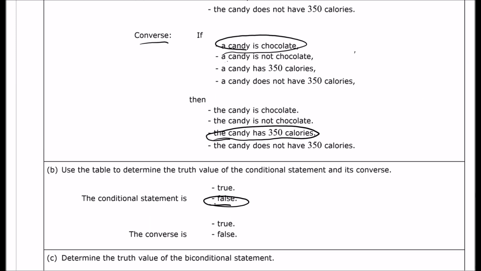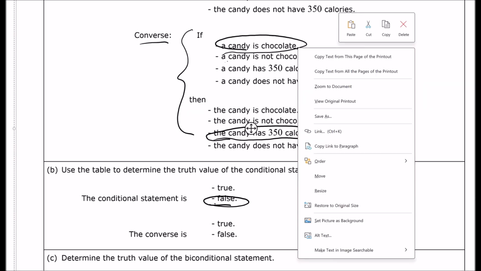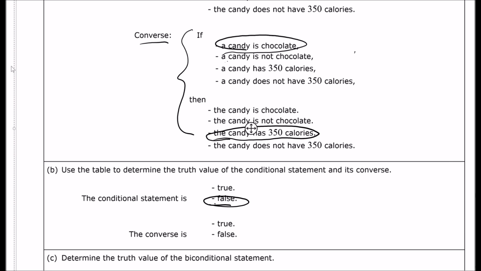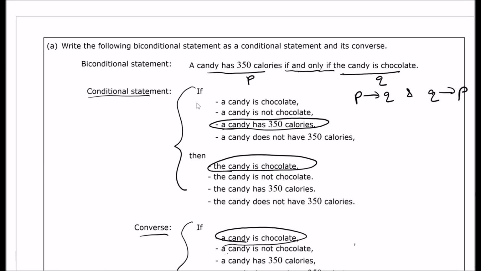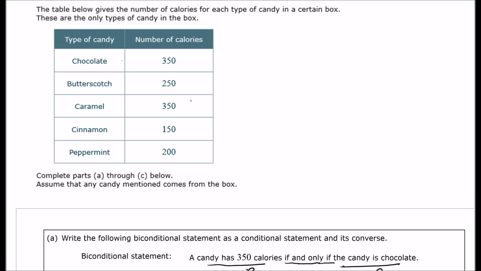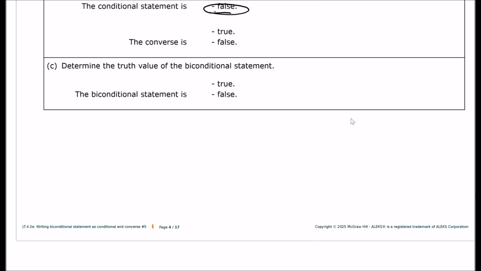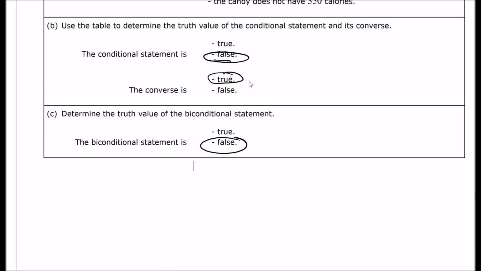Now let's look at the converse. If the candy is chocolate, then it has 350 calories. Is that statement true? Okay, let's look at it. If it's chocolate, then 350 calories. Yes, that's true, right? So can we write a biconditional? The answer is no. The truth value for the biconditional is false. As long as one of these is false, then the biconditional is false.